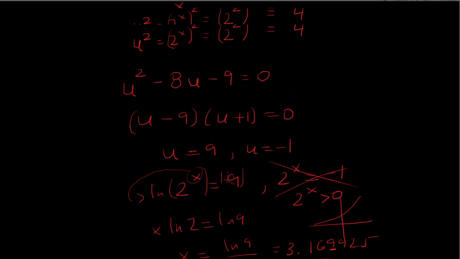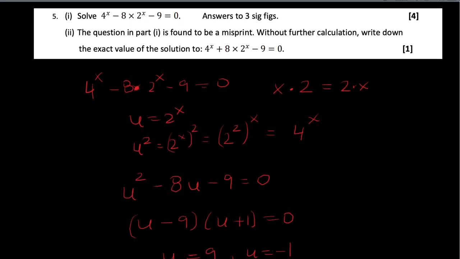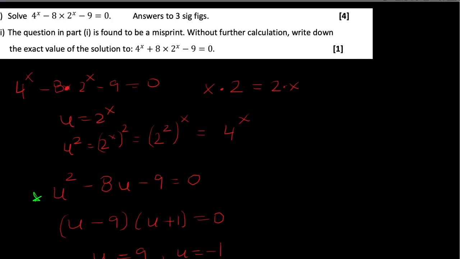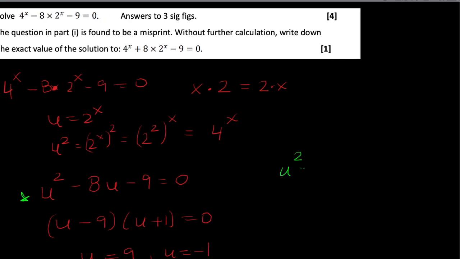Now for part B, suppose that there was a misprint and it should have been plus 8 times 2^x. So if we look over here, when we get down to this step, it should just be plus 8u instead. So the steps above here should be all the same, except this step changes, it becomes plus 8u.